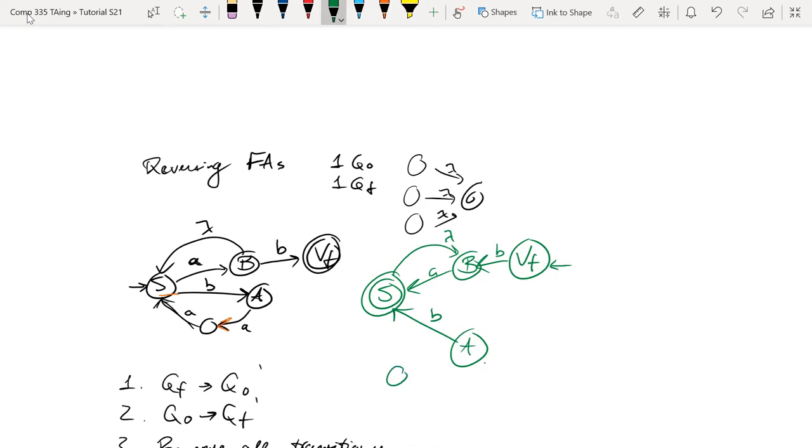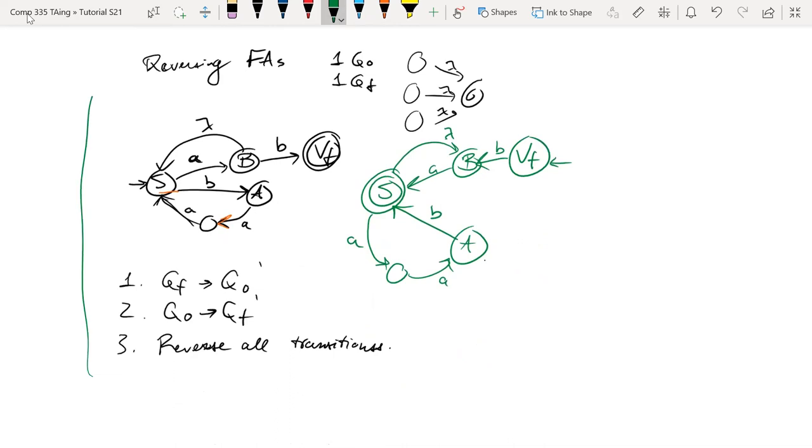Then this intermediate state to A with A, and then S to this intermediate state with A. And then this is the reverse. Okay, so that's how you would do that.